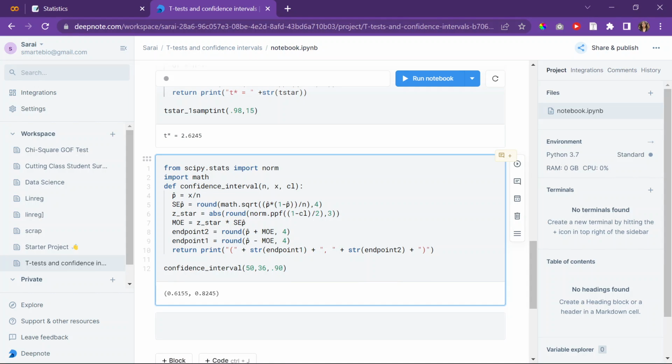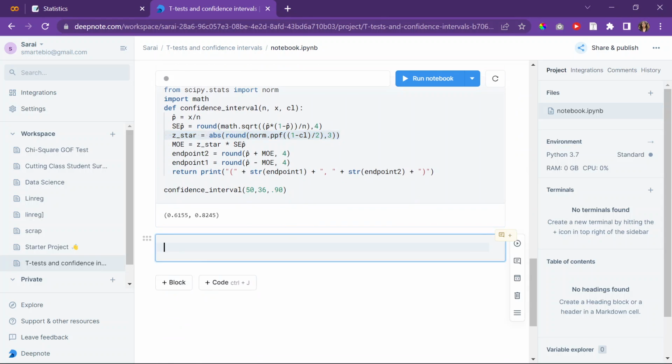So basically, just go to Deep Notes, right? Just Google Deep Notes and make a Python notebook and then copy and paste this and it will work. But this is only for a 1 sample interval, so I have to fix this and edit it to be 2 samples. Actually, this is a function that'll give you the entire interval, but really the only thing to get Z star is this. It's always going to be the same, whether it's a 2 sample interval or a 1 sample interval.